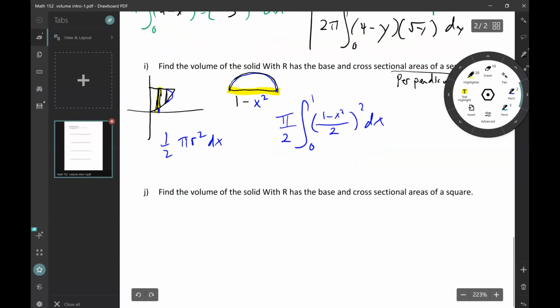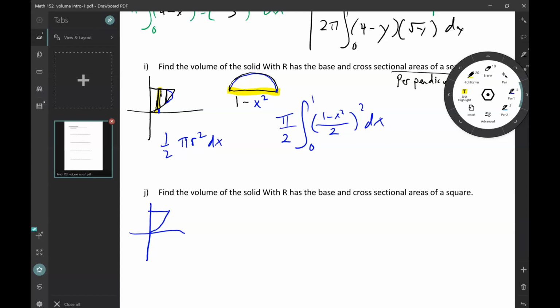Okay, got one more here. This will be a different type of cross-sectional area, but once again, we're using the same shape. And I think this one we'll do parallel to the x-axis. And that should be in the instructions; I just left that out. Find the volume of the solid with R as the base and cross-sectional areas of a square. So this time we're going to draw the lines this way, and we have a square coming out of it.